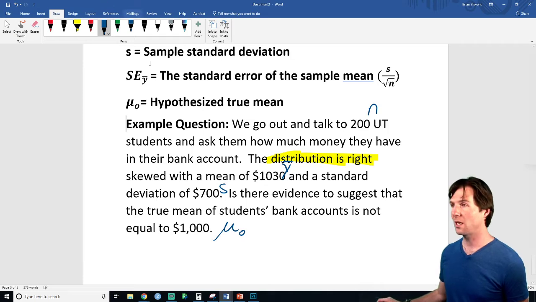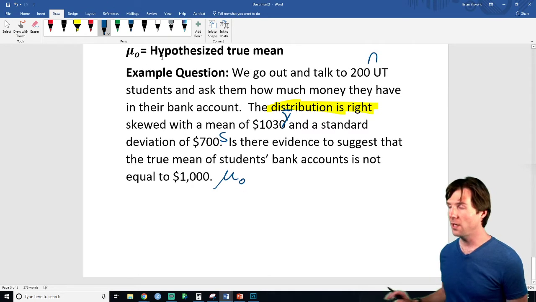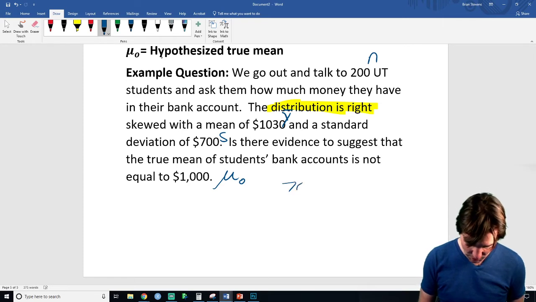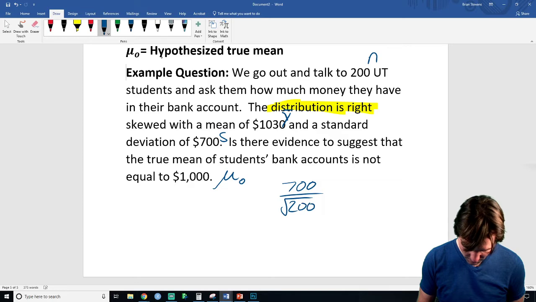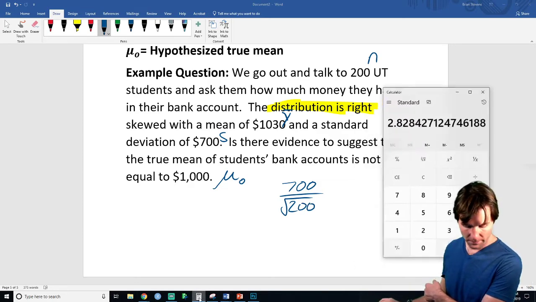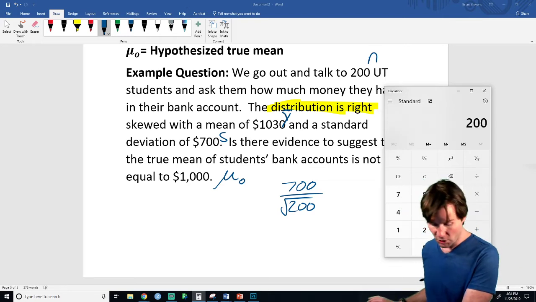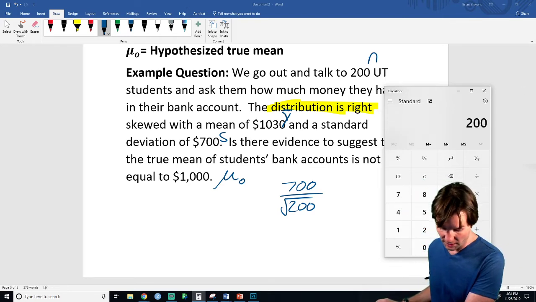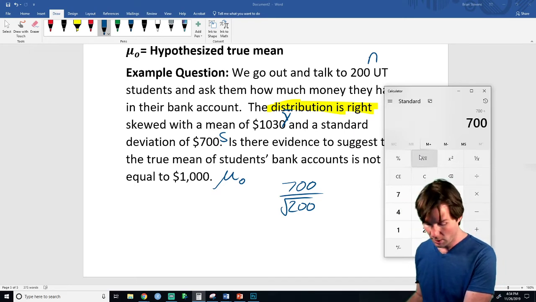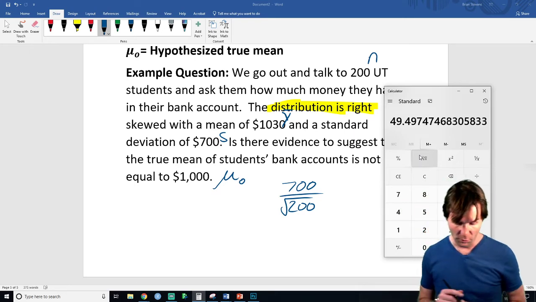But watch this. We can get the standard error. The standard error is going to be s over square root of n. So we need to do 700 over square root of 200. And 700 over square root of 200 is going to be, you have to do it this way on this calculator, 200 square root. And now 700 over square root of this, 49.